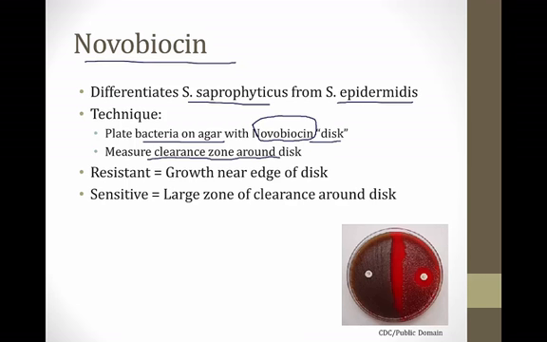So let's look at this picture down here on the right. The white circles are discs impregnated with antibiotics. On the left side, bacteria are growing right up to the edge of the disc, and that's because they are resistant to that antibiotic. They're able to grow even in its presence. On the right side, the bacteria have a zone of clearance around the antibiotic disc. That's because they're sensitive to it and they can't grow up to the area right next to the disc. So bacteria that are resistant to novobiocin will grow near the edge of the disc, and bacteria that are sensitive will have a large zone of clearance around the disc.